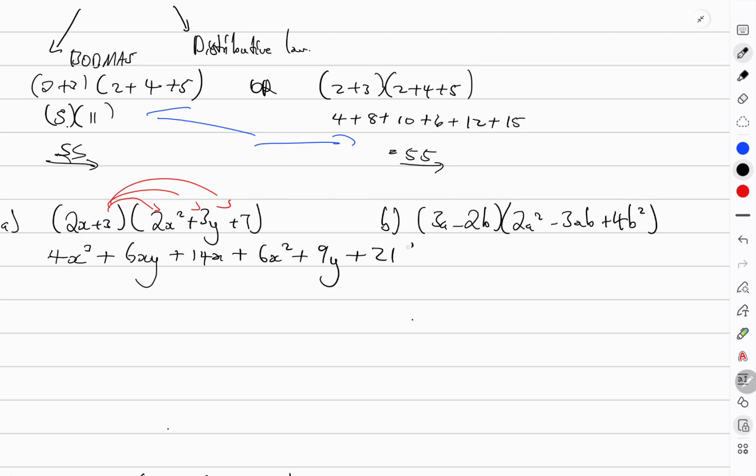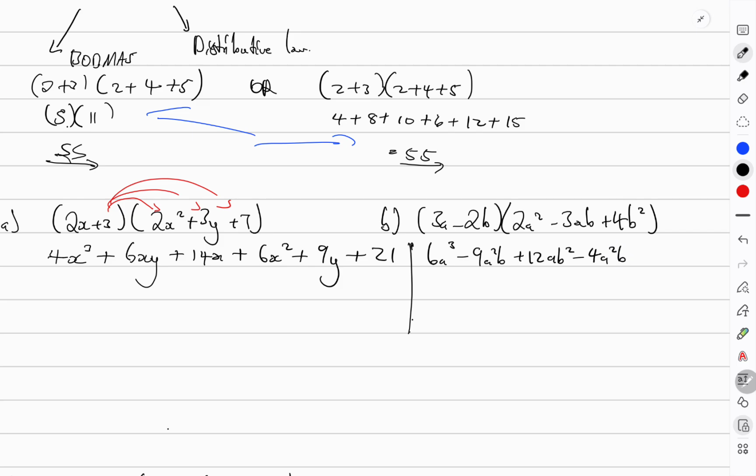It means I'm going to have 6a to the power of 3. The 3a will multiply the negative 3ab. Therefore, I'm going to have negative 9a squared b, because I'm having two a's which are multiplying each other. The 3a will multiply the 4b squared, means I'm going to have positive 12ab squared. I'm done distributing with the 3a. Now I'm multiplying with the negative 2b. The negative 2b will multiply the a squared, means I'm going to have negative 4a squared b.